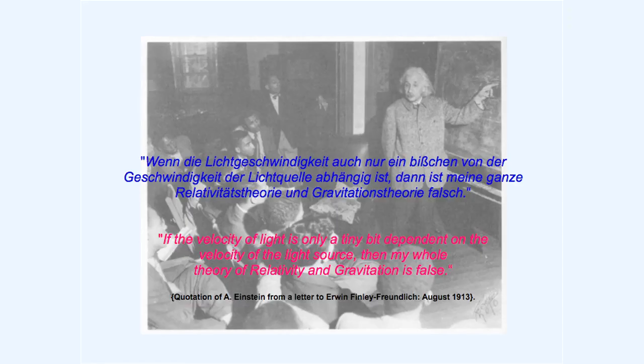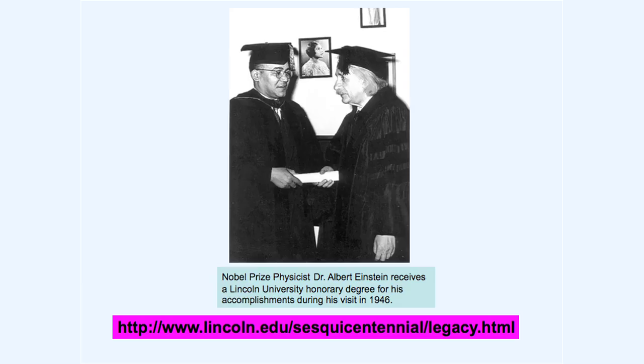So even Einstein said in his own words, quoting Einstein, that if the velocity of light depends on the velocity of the light source, then all my theories are wrong. And what he said, wenn die Lichtgeschwindigkeit ein bisschen von der Geschwindigkeit der Lichtquelle abhängig ist, dann ist meine ganze Theorie falsch. That's what he said. I'm just giving you his own words, okay? And this is Einstein, okay? This is it.